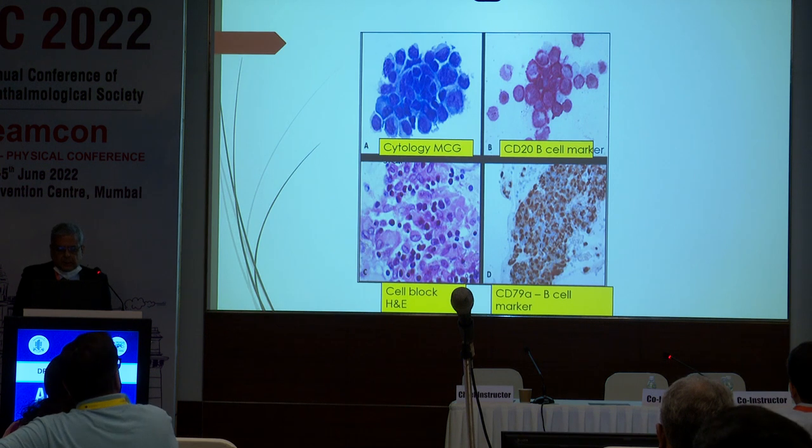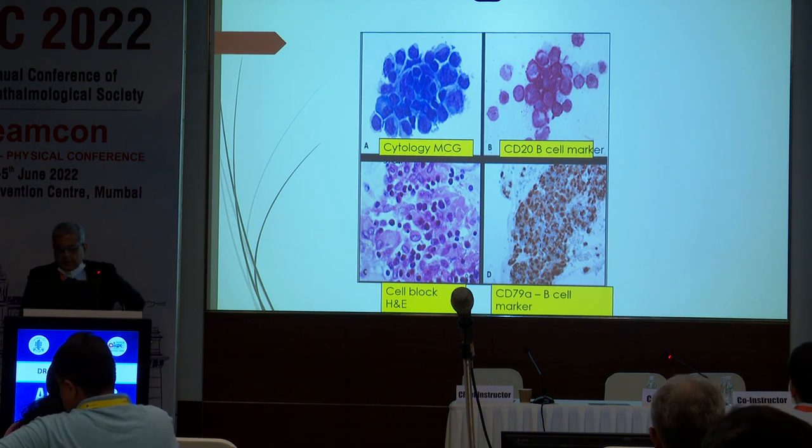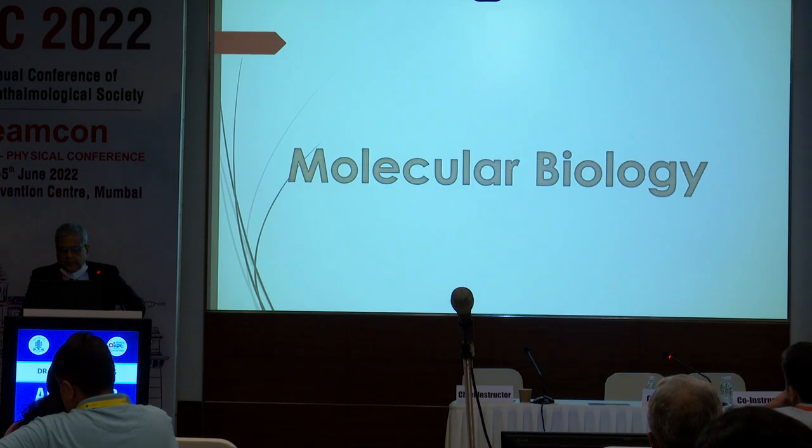This is a cytology on MGG stains, or you can do H&E stains, and cell block preparation, and we use markers for the T and B cell. The CD20 B cell marker was positive in this case of primary vitreoretinal lymphoma.